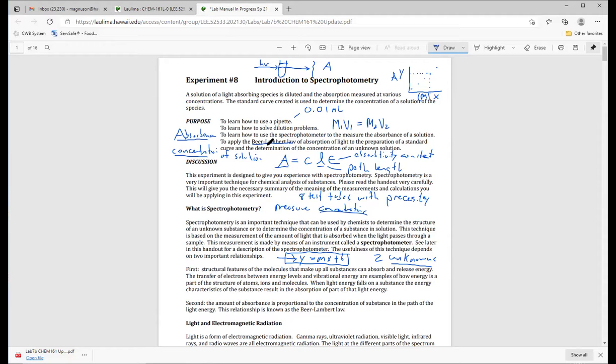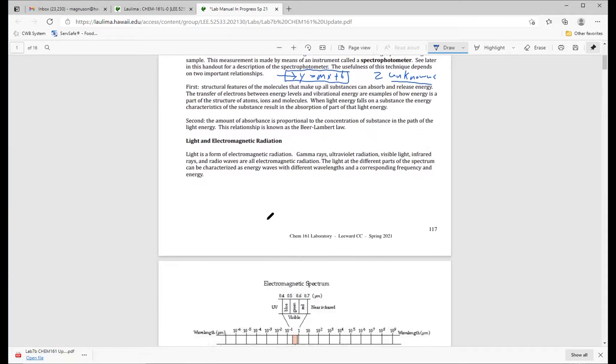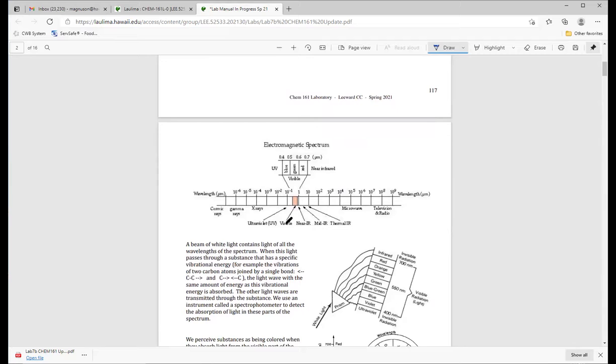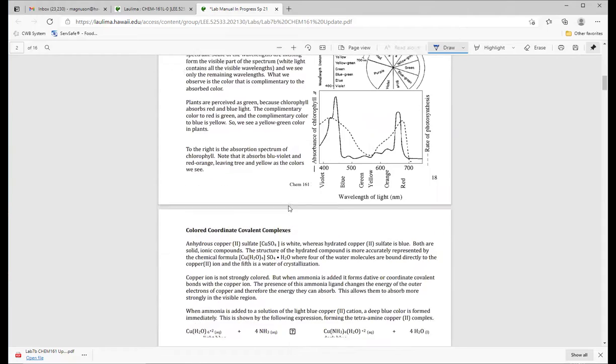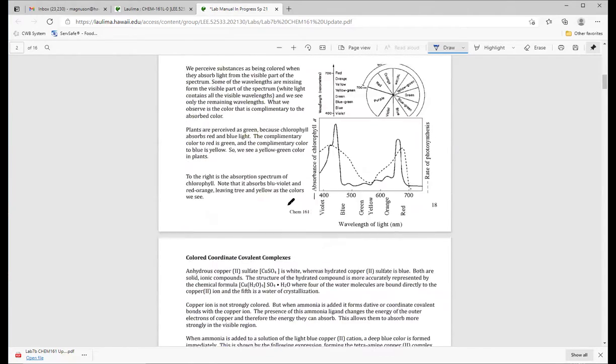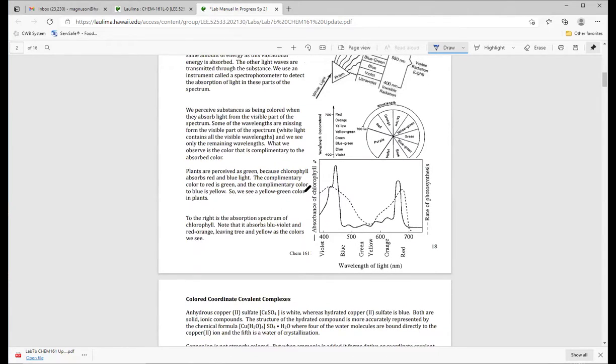All right, so let's get a little bit into the light, what's going on. You can read through this electromagnetic spectrum. You should have got this in lecture already. So the ultraviolet, the visible light. So I'm going to show you, let me see if I can show it from here. This is the absorbance of chlorophyll. And you guys know chlorophyll is this green stuff in leaves, right?